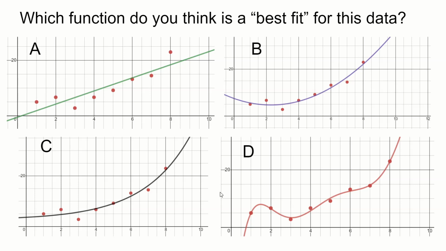Okay, so I think if we're just asking which curve hits the points the closest, the answer is D. D is a 6th degree polynomial. A is a linear function, B is a quadratic function, C is an exponential function. But fitting the 6th degree polynomial to your data is not necessarily the best choice for your model.